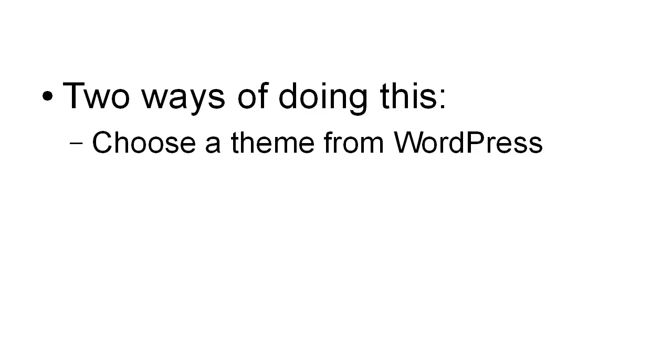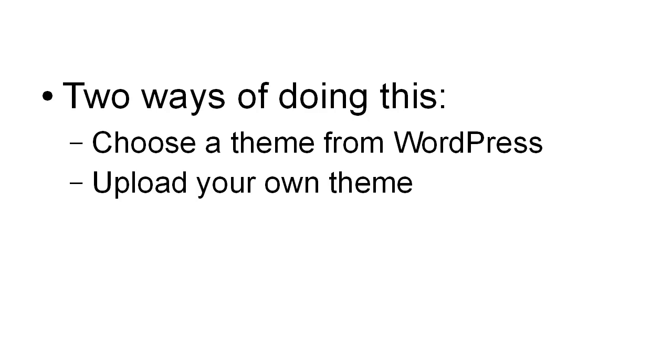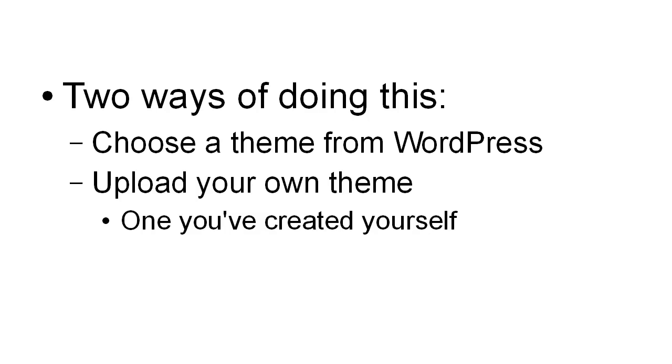In this video, I'm going to show you how you go about installing new themes on WordPress. Now, as you'll see, there are two ways of doing this. You can either choose a theme from within WordPress itself, or you can upload your own theme. And this can either be one that you've created yourself, or it can be one that you've purchased, or it could be one that you have had someone create for you. This is how you do it.